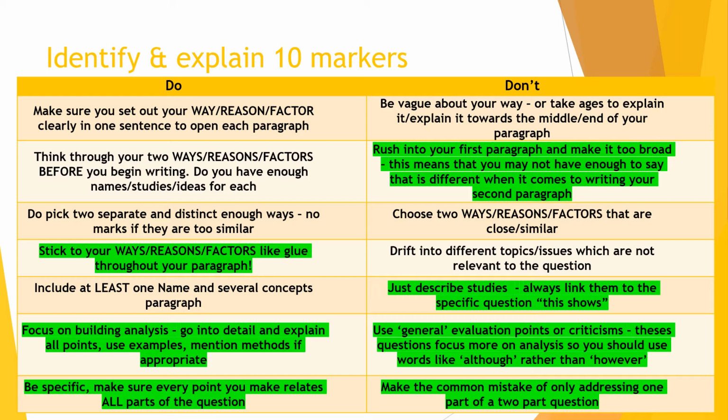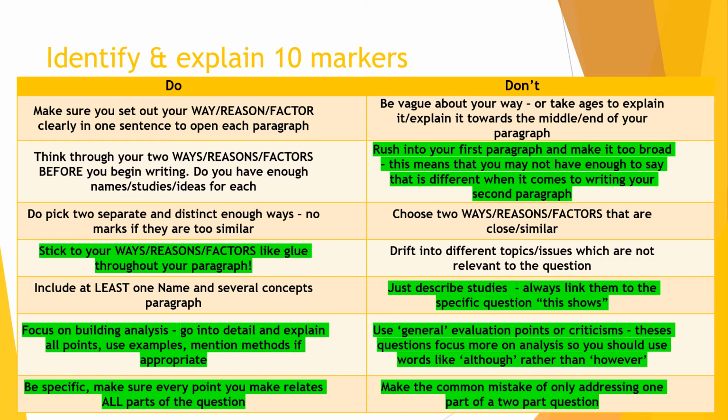You don't want to write 1 paragraph, then start a second, and end up drifting back into repeating what you've already said. Don't just describe the studies. You can talk about theory, you can talk about a person or a theorist, but why are you discussing them? It's all well and good, describing in masses of detail Parsons' theory of the family, but what's it got to do with the question? Avoid using general evaluation.